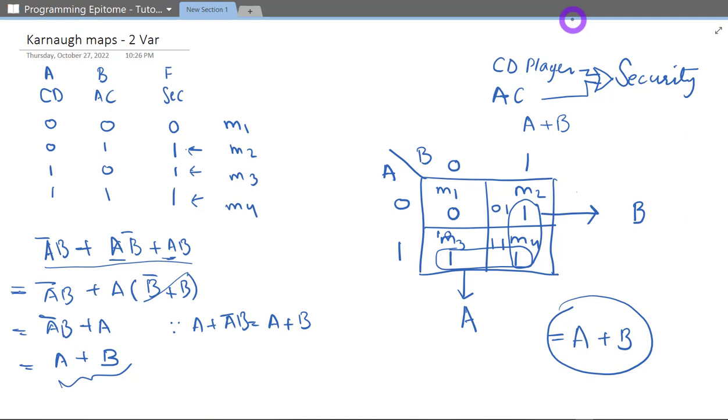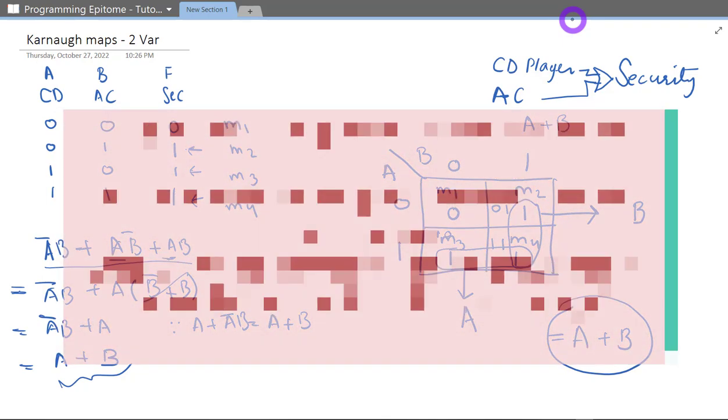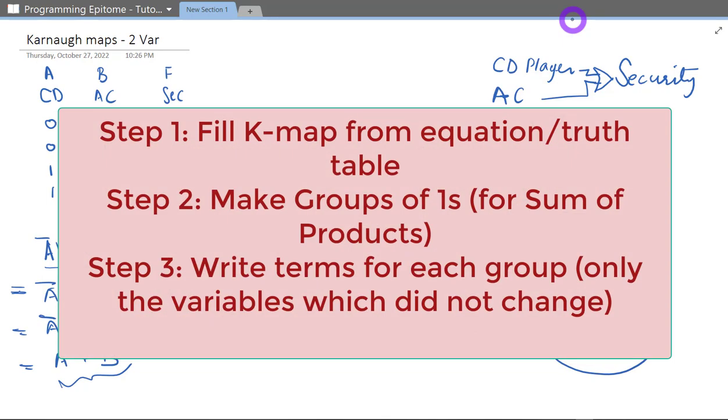So this was the K-map for 2 variables. It is a bit tricky for 3 variables, but I'm going to do another video on that and you can see that. So for 2 variables, it's easy and it's just this. You just have to keep in mind three things. I'm going to summarize them. The first thing is you have to write the truth table. You have to fill the truth table in this form, right? The second thing is you have to make groups. And the third thing is you will write terms for each of those groups and then write them as their sum.